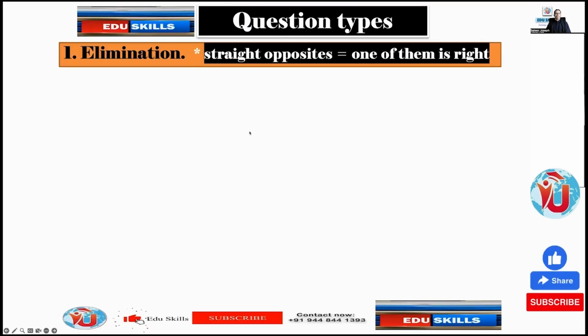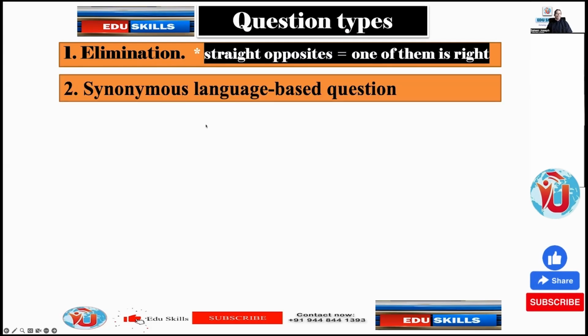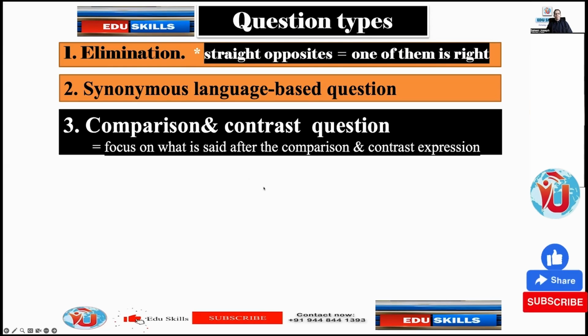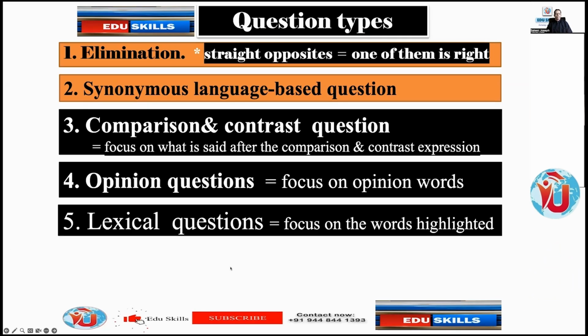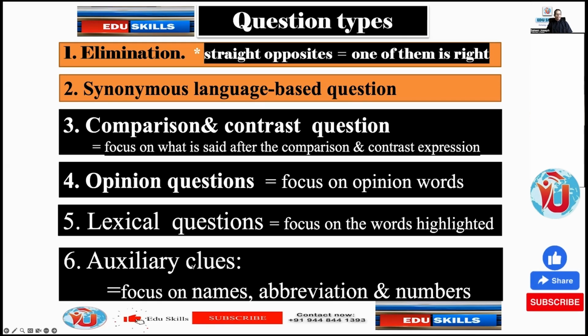Okay, question types that we are going to deal with today are elimination, straight opposites. One of them is right. If you are not familiar with this one, these things we are not going to explain now. These are the basic things. If you are a beginner, please go back to the Edu Skills OET elimination method video. You can find these explanations. When there are two straight opposites, one of them is right, which means the other two are automatically eliminated. So synonymous language-based question; comparison and contrast question, focus on what is said after the comparison and contrast expression; and opinion questions, focus on opinion words. Lexical questions, focus on the words highlighted. Auxiliary clues, focus on names, abbreviations, and numbers.